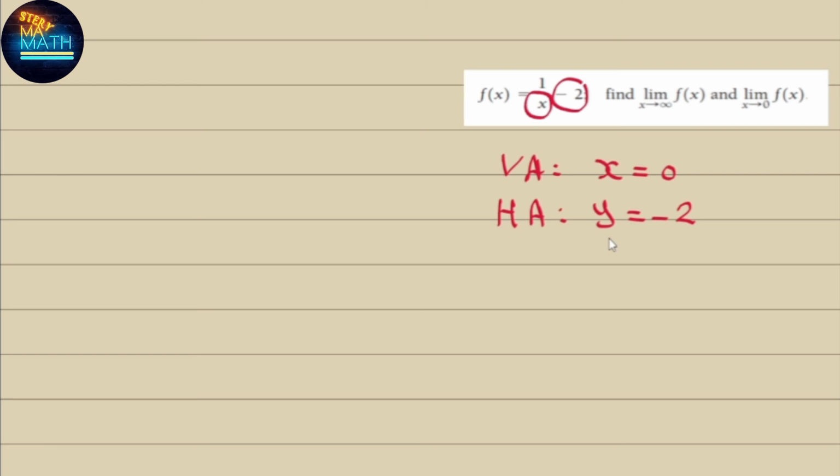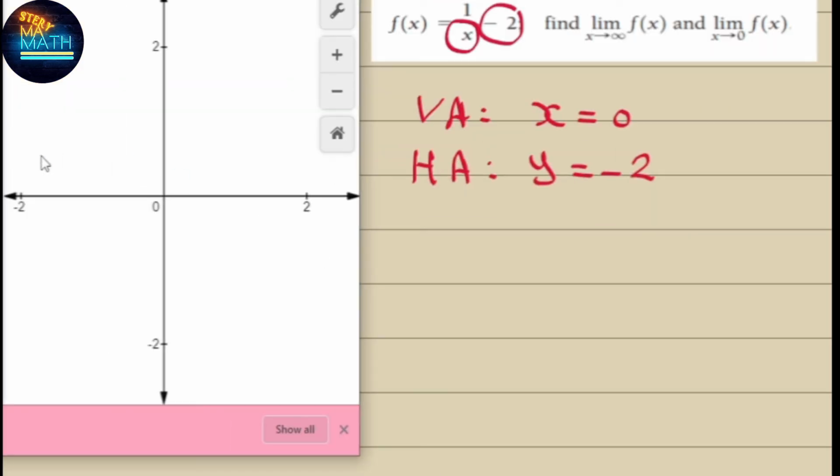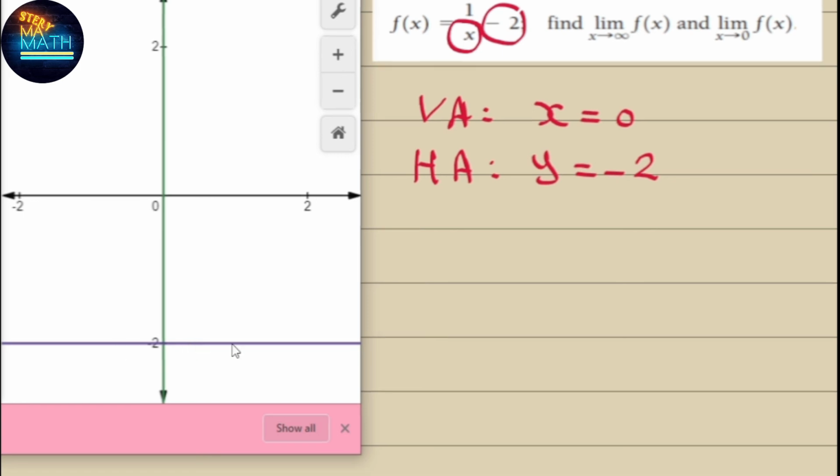Now in the graph, x is equal to 0 is the vertical asymptote. Right? So here is the vertical asymptote. This is x is equal to 0. And here y is equal to negative 2. This is the horizontal asymptote.